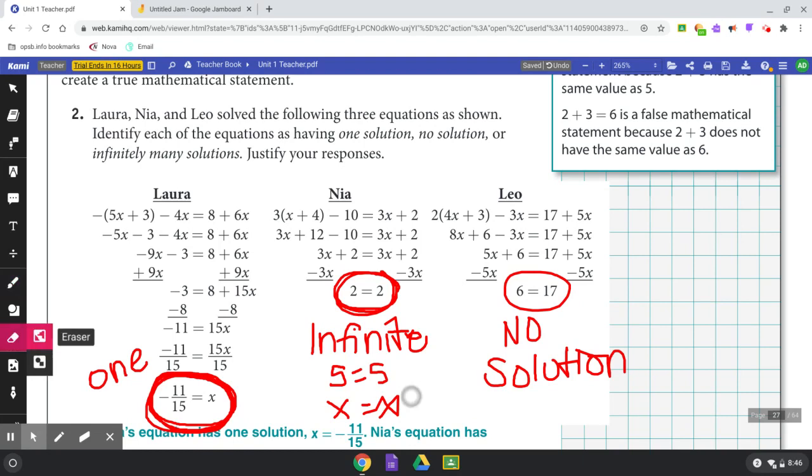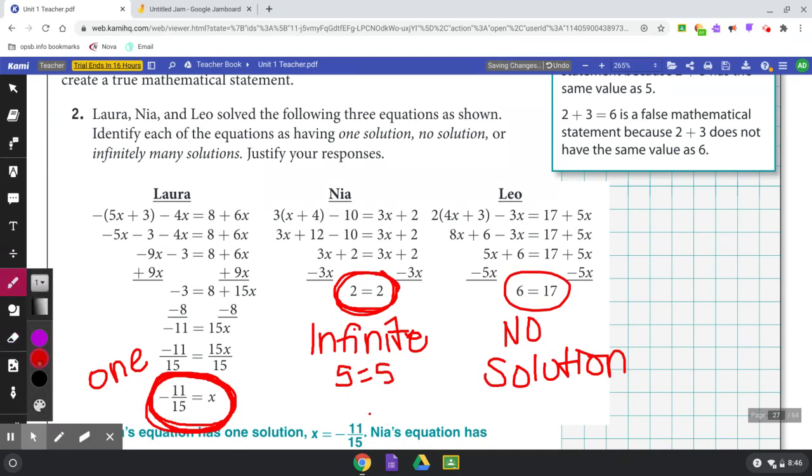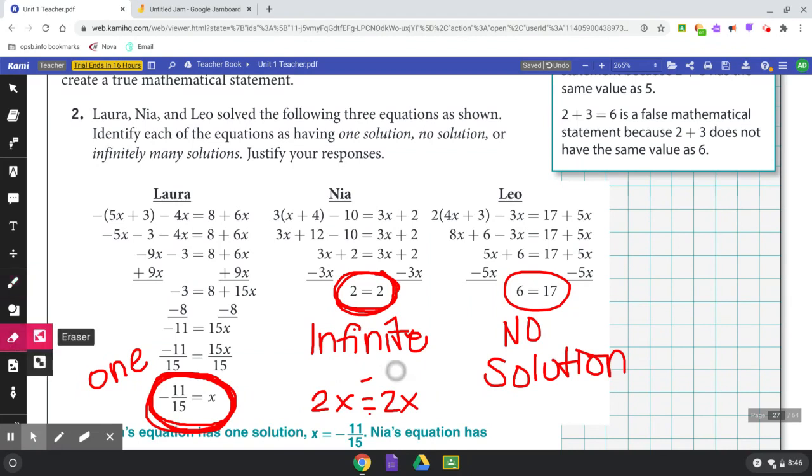It could also look like something like this. You could also have something, and you can stop here. You could even stop when you're solving an equation and you identify 2x equals 2x. You have the same on both sides, so it's infinitely many. You can stop there, okay? You don't have to complete the equations all the way through.